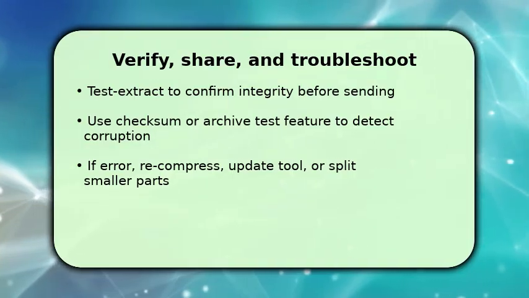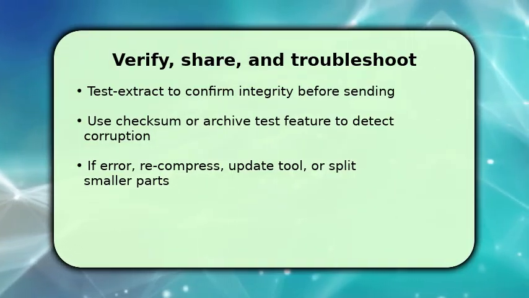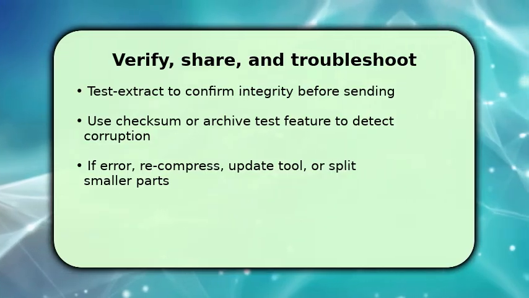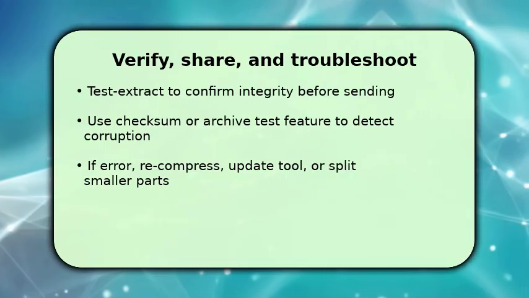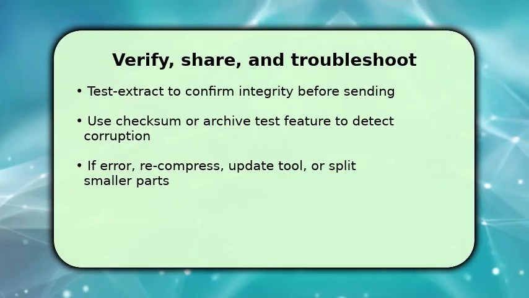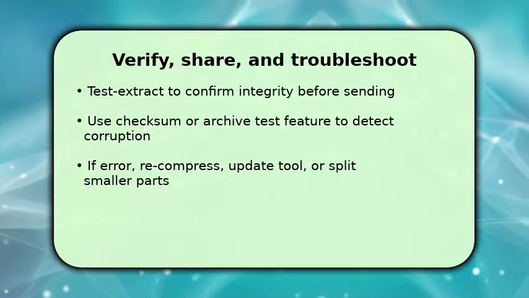If recipients report problems, rerun an integrity check and compare file sizes or checksums. If corruption persists, recompress with a different tool, reduce split size, or transfer via a more reliable channel. This usually fixes most transfer and extraction failures.